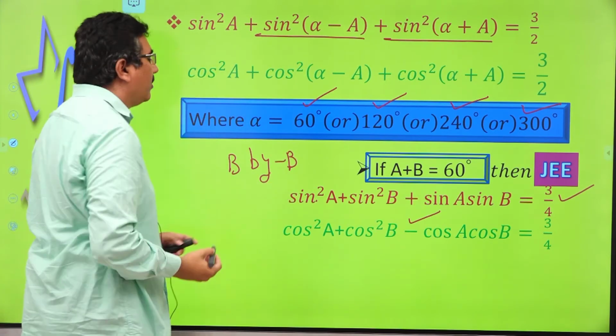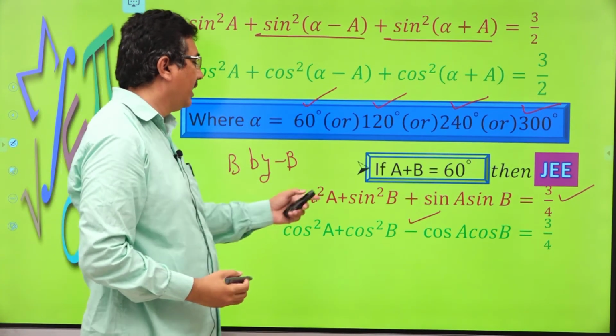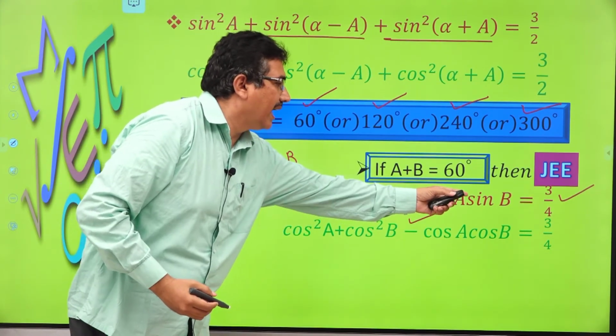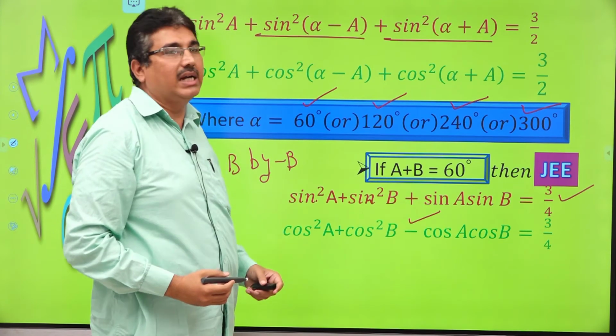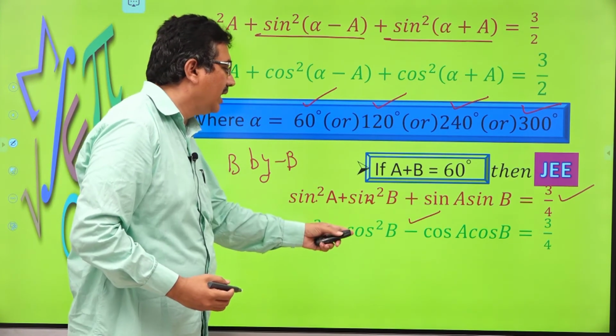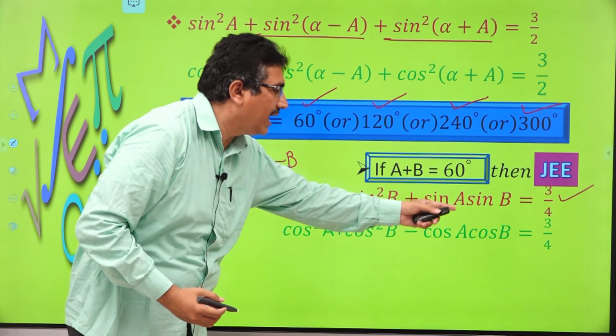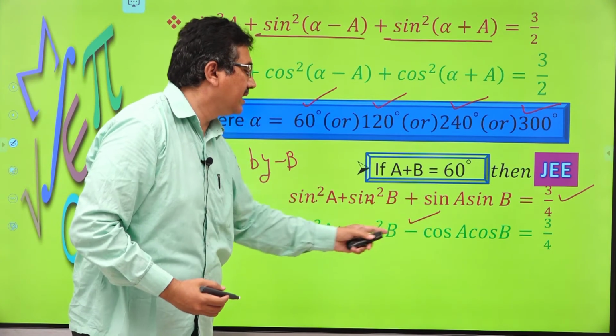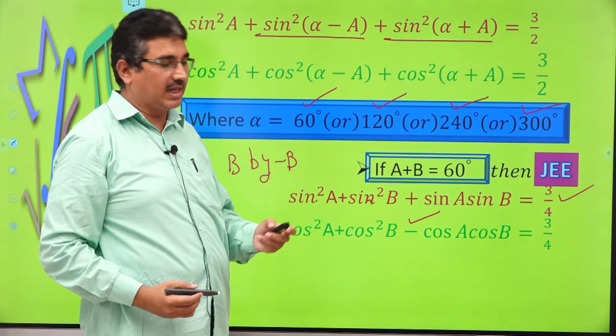Replace angle B by minus B. Here there is no change. Here sin of minus B is equal to minus sin B. Now in this, cos of minus B is the same as cos B, so there is no change in this result.